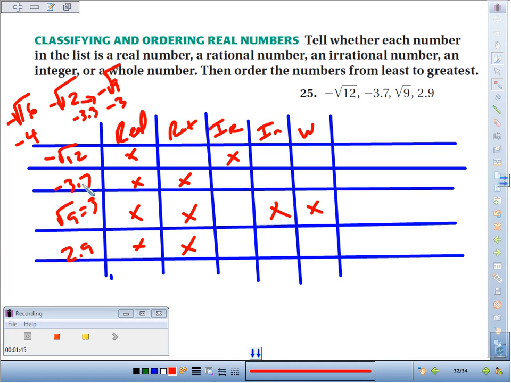Our biggest negative would be negative 3.7. Then we'd have that negative 3.3-ish, which was negative root 12. Our smallest positive was 2.9. And then we had 3, which they wrote as the square root of 9.